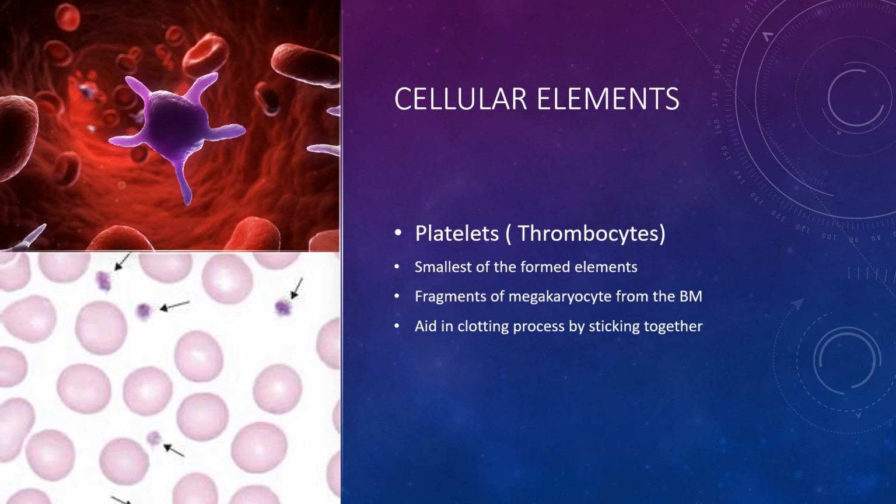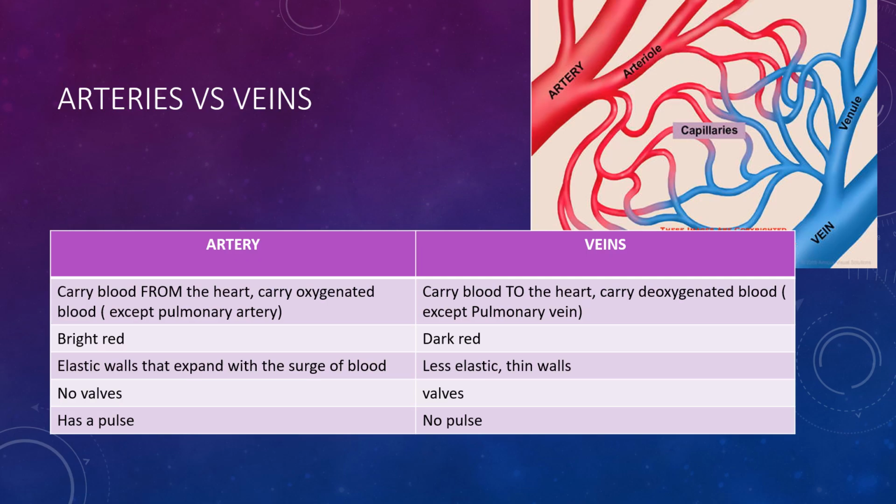Once they adhere to one another, they secrete chemical signals or substances to attract more platelets to the site. Usually, the additional platelets pile onto the clot in the process called aggregation. So platelets aid in the clotting process by sticking together. When they already stick together, they will start to enclose the damaged blood vessel.